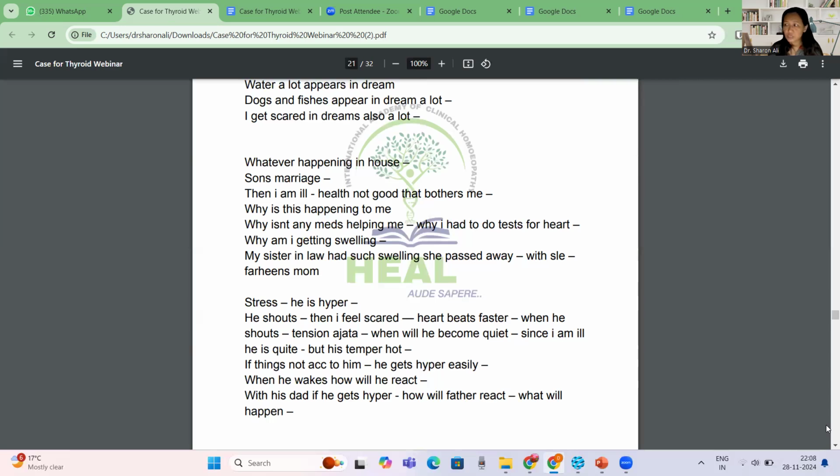I don't give Carcinosin unless I see constipation or sleeplessness. If the patient does not have insomnia, I don't give it.